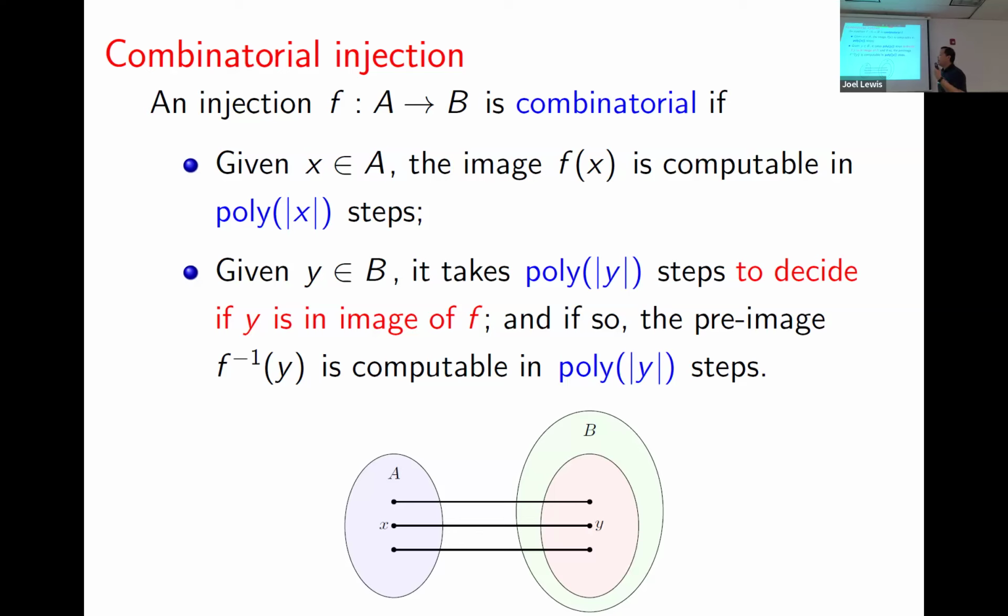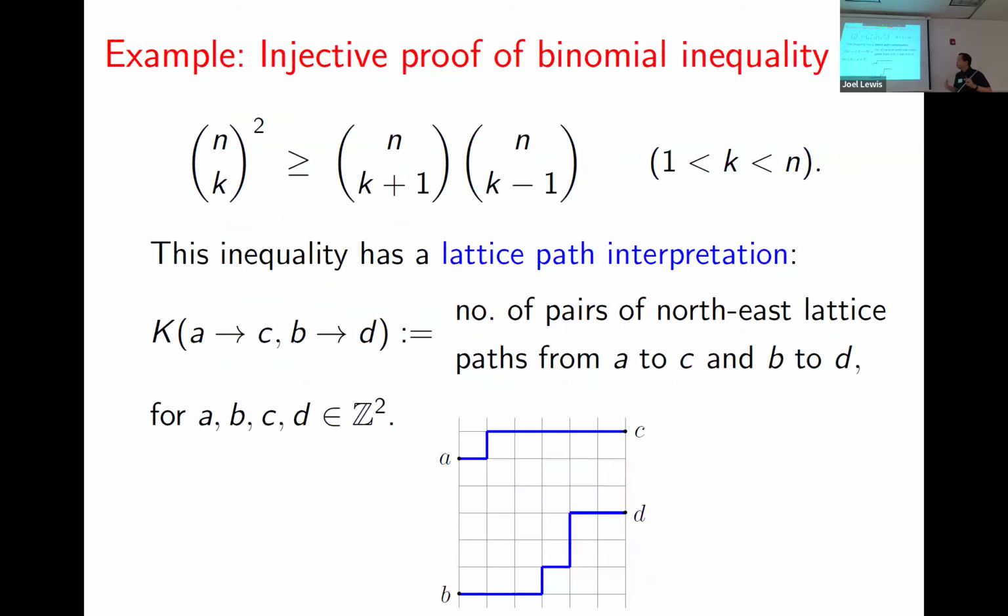And for this to be an injection, it means that the inverse needs to be well defined, right? So what this means in our definition is that for any element y in the codomain, you first need to be able to tell if this is the image of your map. And if it is, you also need to tell what the corresponding element in the domain is. Okay? And of course, you also want this to be done in polynomial time.